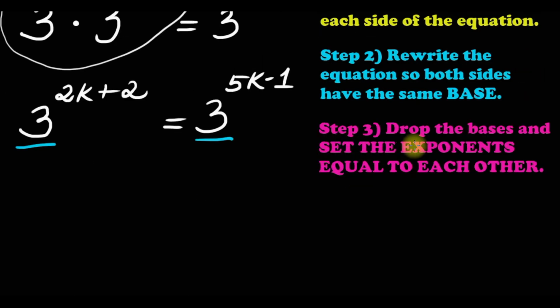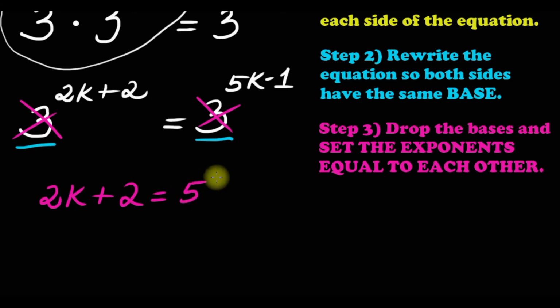Step 3 is to drop the bases and set the exponents equal to each other. So we're going to drop the bases. So we drop the 3 and then drop this 3. And then we're going to set the exponents equal to each other. So here we have 2k plus 2 is 5k minus 1. And then we're going to solve for k here to find out what k is.